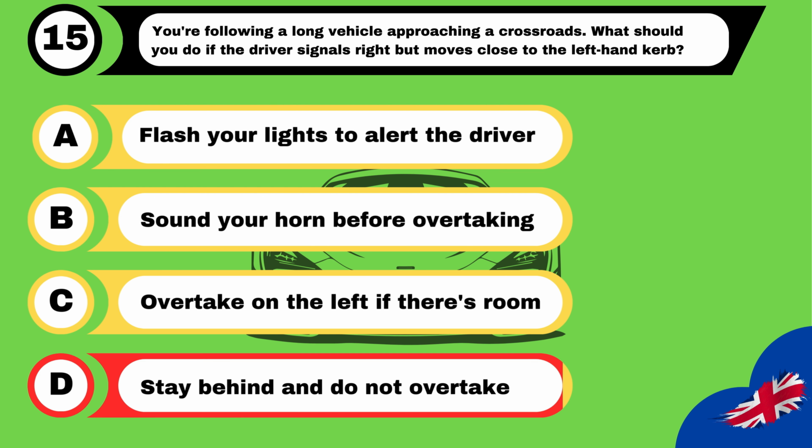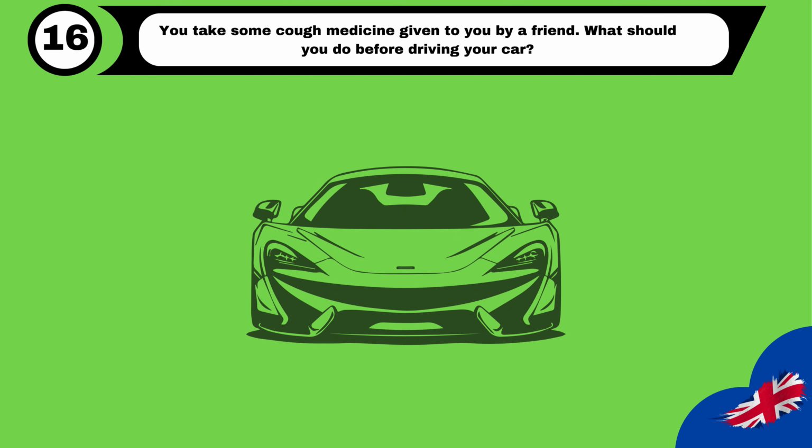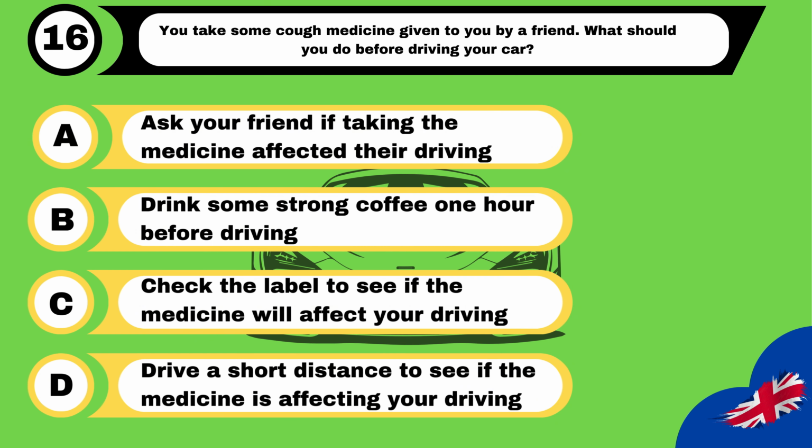The answer is D. Stay behind and do not overtake. Question 16. You take some cough medicine given to you by a friend. What should you do before driving your car? A. Ask your friend if taking the medicine affected their driving. B. Drink some strong coffee 1 hour before driving. C. Check the label to see if the medicine will affect your driving. D. Drive a short distance to see if the medicine is affecting your driving.